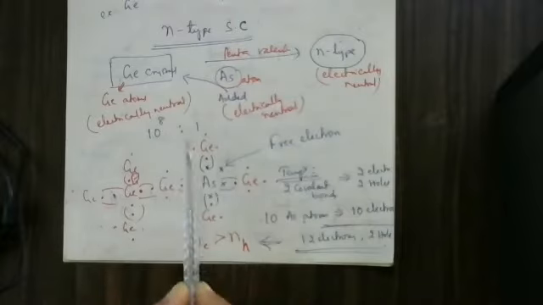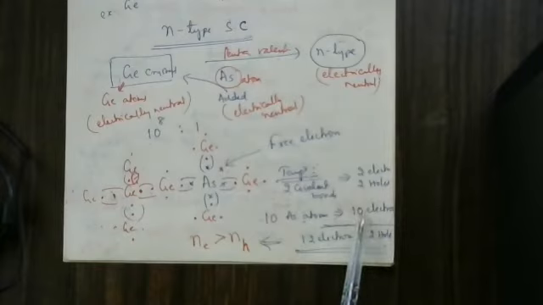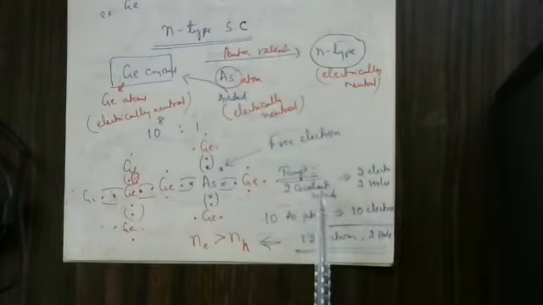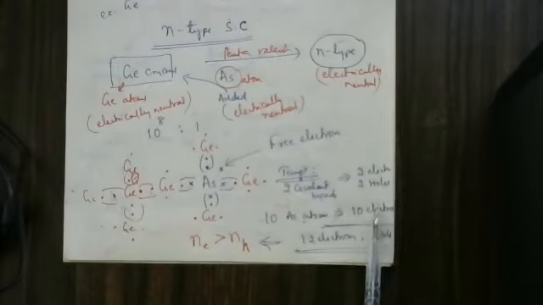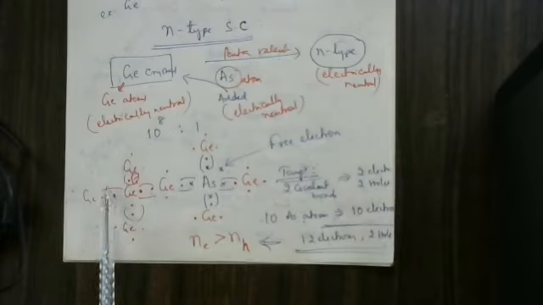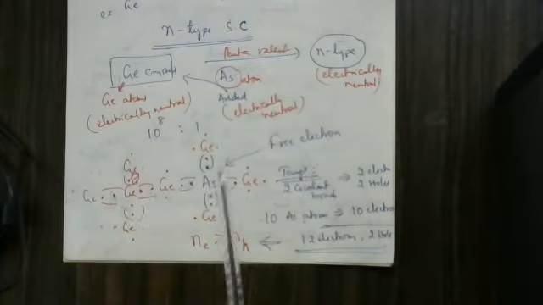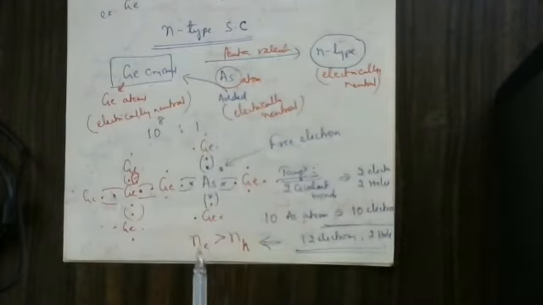If 10 arsenic atoms are added like this, we are going to have 10 free electrons here, and covalent bonds are breaking up. Due to that, 2 electrons are there. Totally, we have 12 electrons, and we have 2 holes. Therefore, the number of electrons is greater than the number of holes. Whereas in a pure intrinsic semiconductor, the number of electrons is equal to the number of holes. But in N-type semiconductor, the number of electrons is greater than the number of holes. This is for N-type semiconductor.